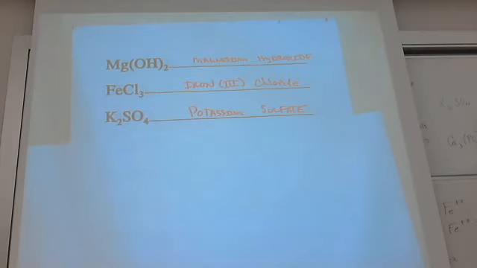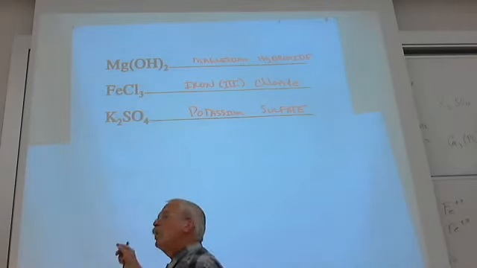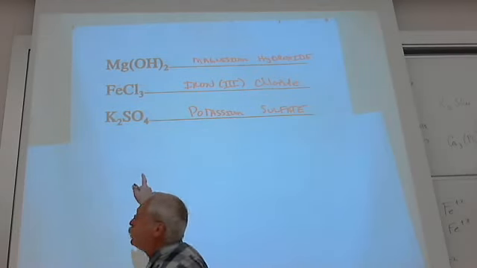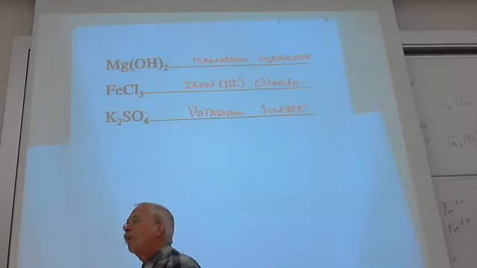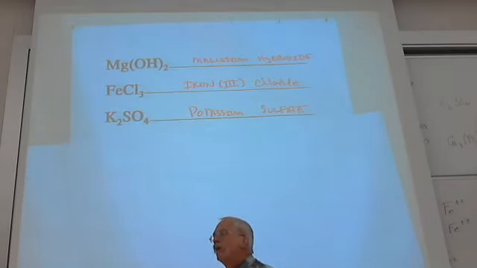The last one? Because what's the SO4 group name? Sulfate. I have to use its name. It's not a binary compound. There's 3 elements: potassium, sulfur, and oxygen. So the IDE doesn't apply to them. Okay? And you've memorized sulfate, and that's all you use.